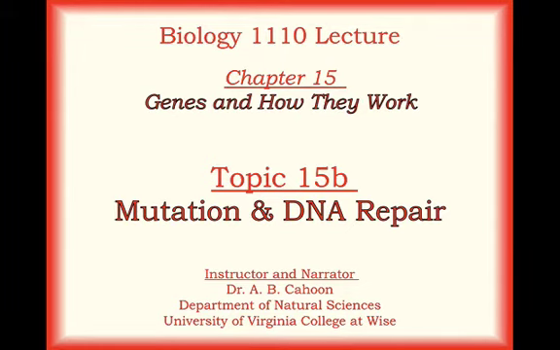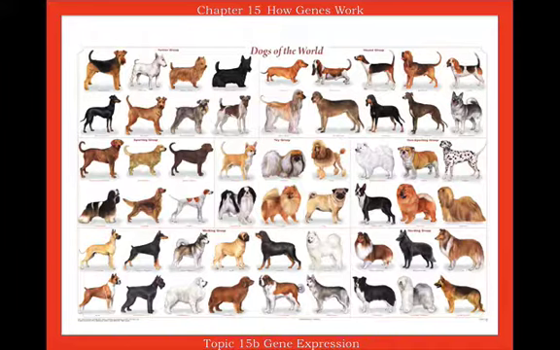Topic 15b, mutation in DNA repair. DNA mutation is responsible for the variety we see within and between species. For example, mutations are the basis of different gene alleles that create the different head and body shapes and coat color patterns between different breeds of dogs.